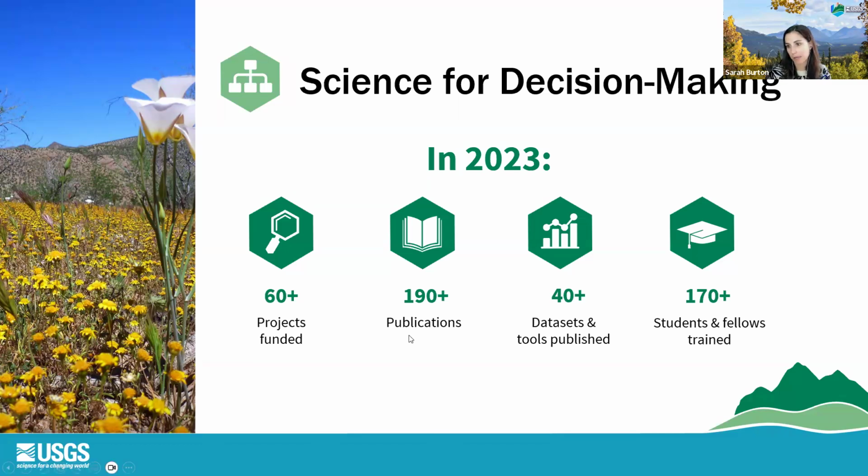Just to give you an idea of the amount of work that we conduct in a year, this is a snapshot from 2023. We funded over 60 projects, had 190 plus publications coming out from utilizing resources from past projects as well, such as data sets and tools. In 2023 alone, we had 40 different data sets and tools be published. This is just from the Climate Adaptation Science Centers as well. And then we support, as I mentioned, a lot of students. So we really emphasize our training programs with students and fellows through USGS and our consortium partners.